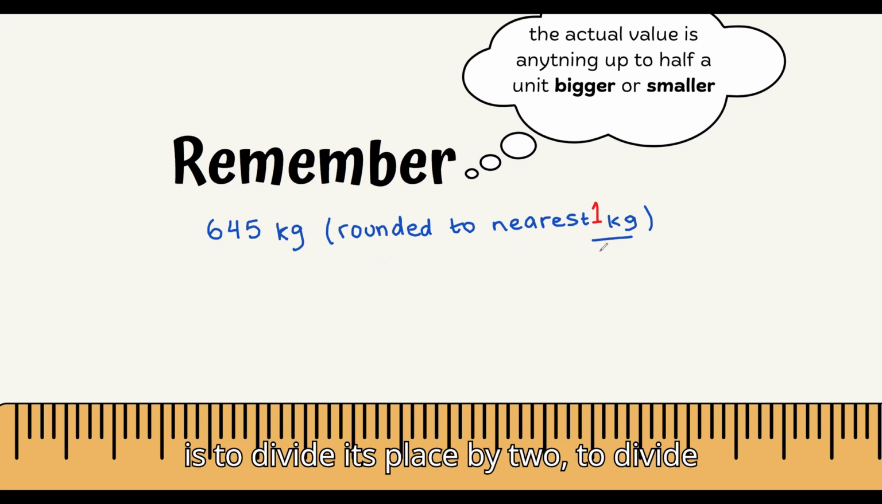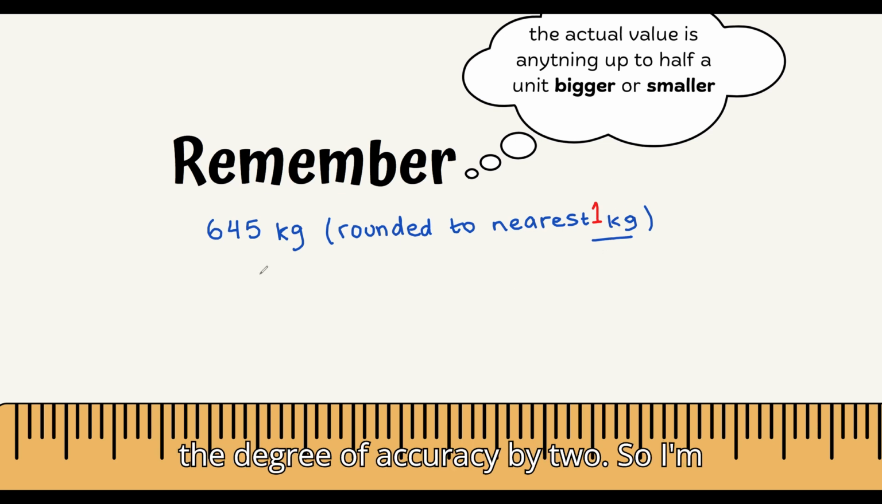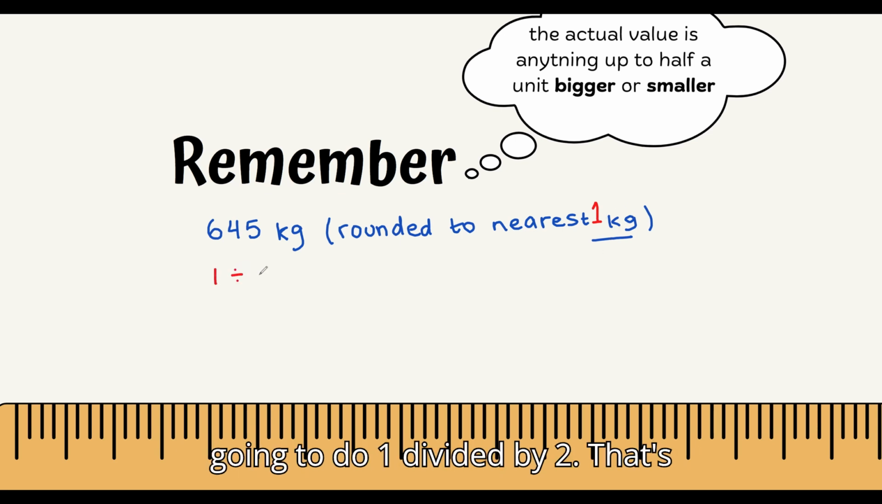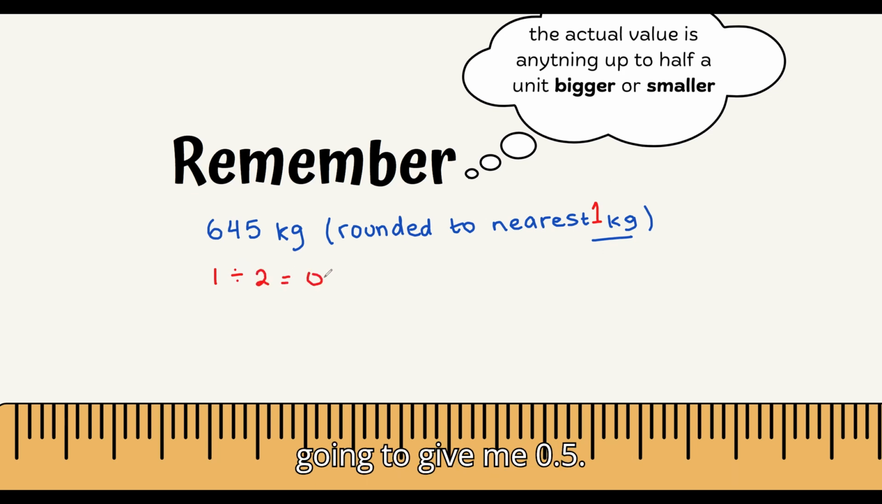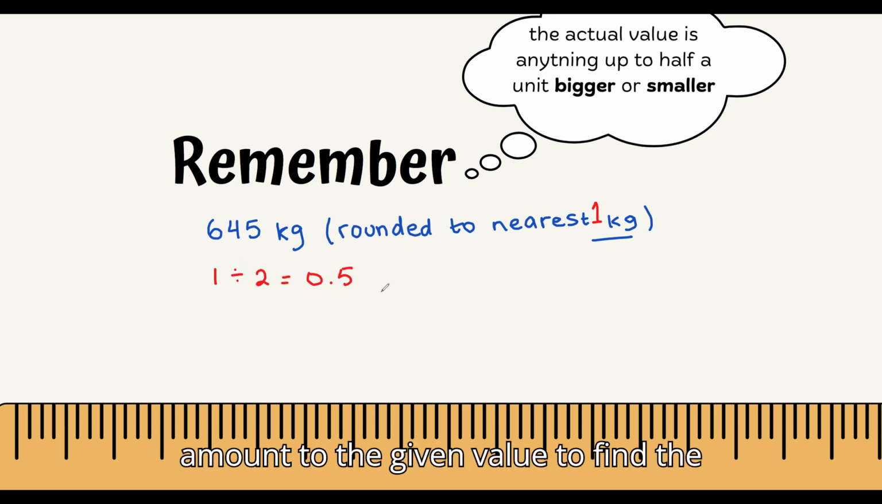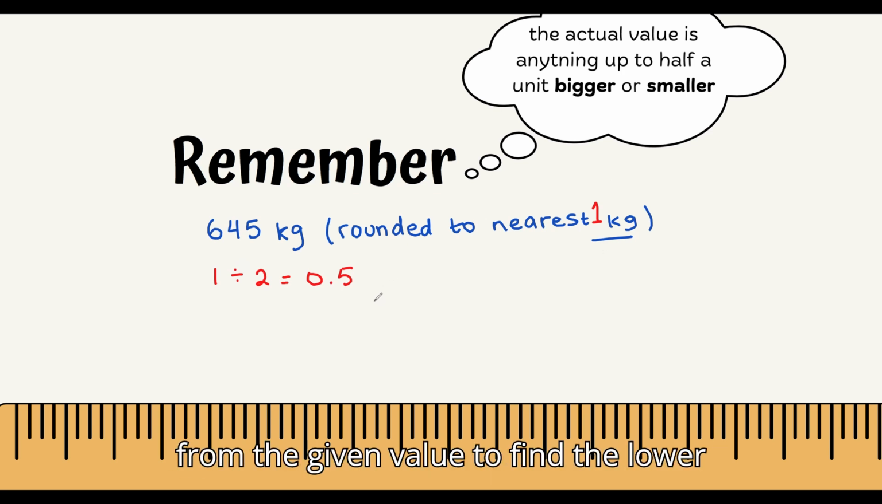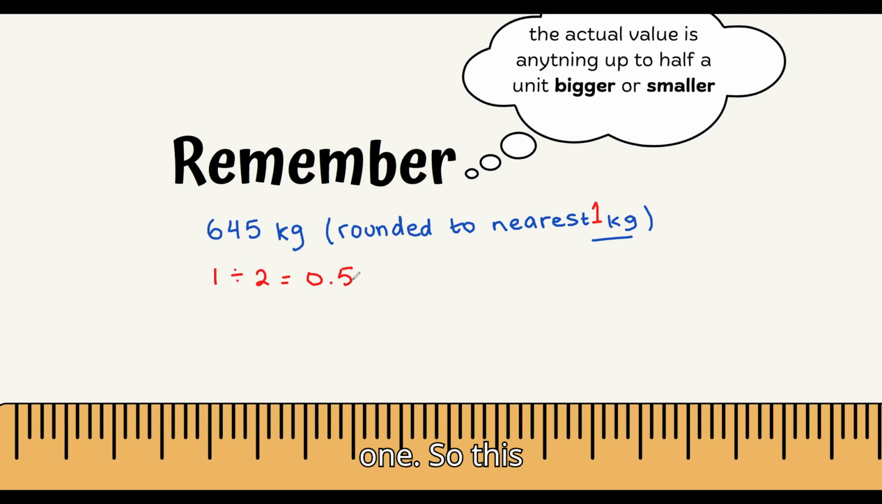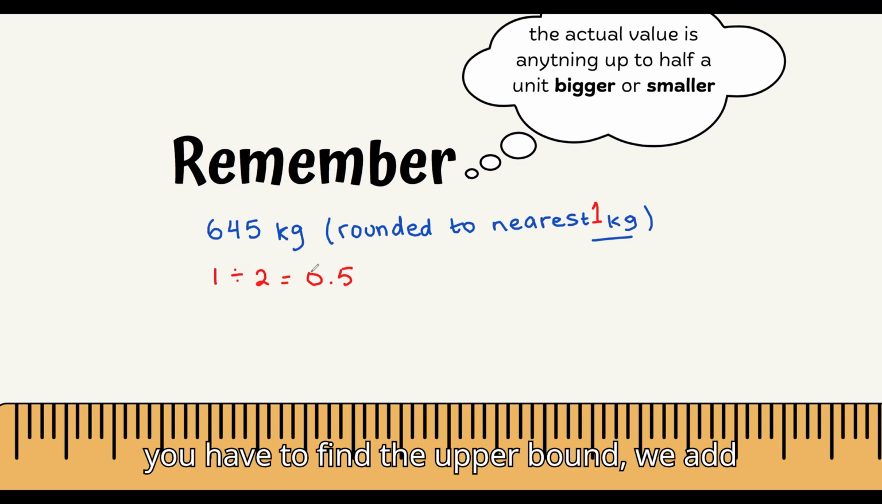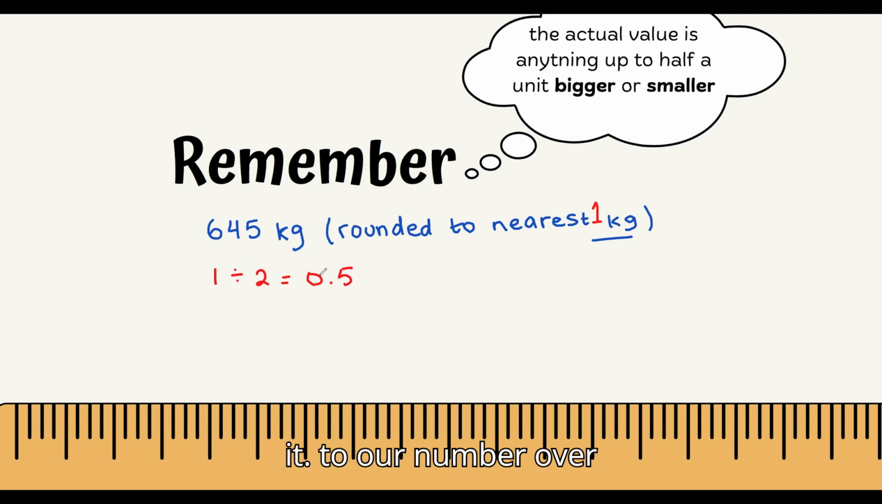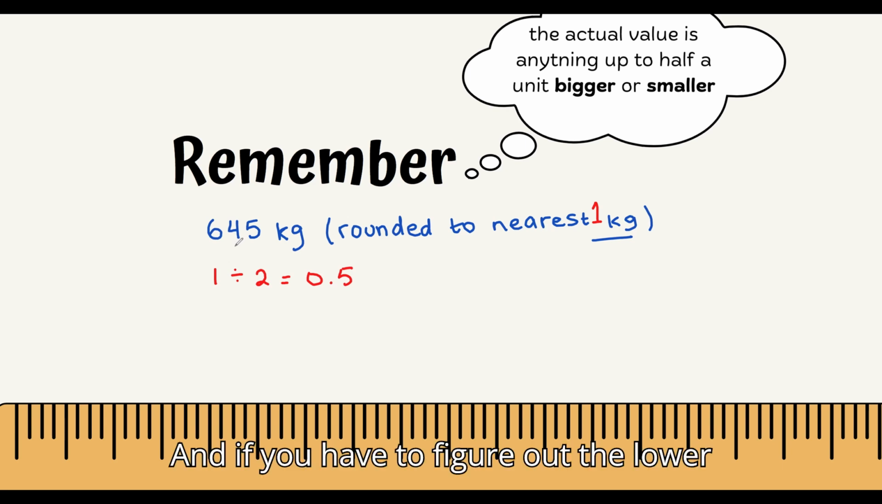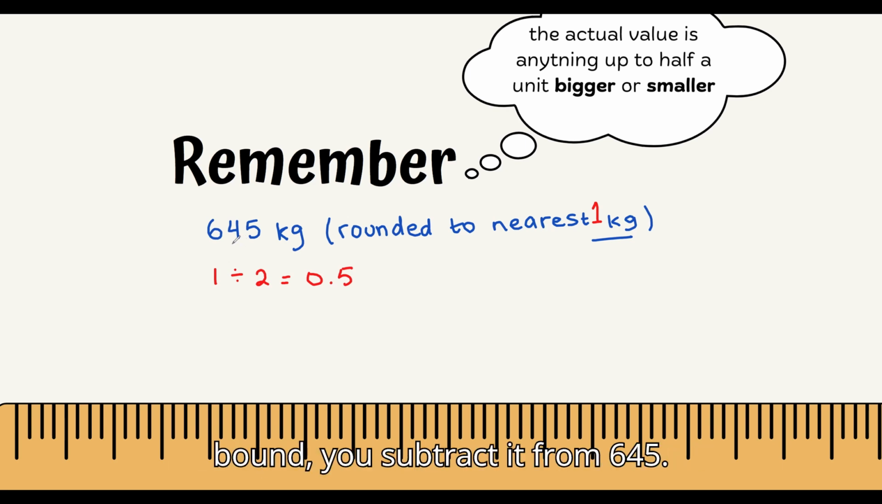Step 2 is to divide the degree of accuracy by 2. So I'm going to do 1 divided by 2, which gives me 0.5. The third step is to add this amount to the given value to find the upper bound and subtract this amount from the given value to find the lower bound. So if you have to find the upper bound, we add it to our number over here, which is 645. And if you have to figure out the lower bound, you subtract it from 645.